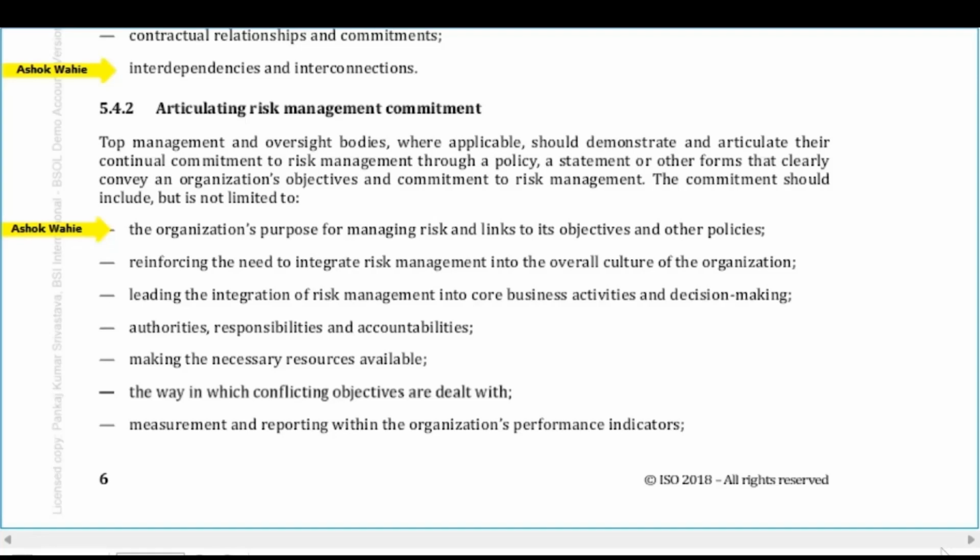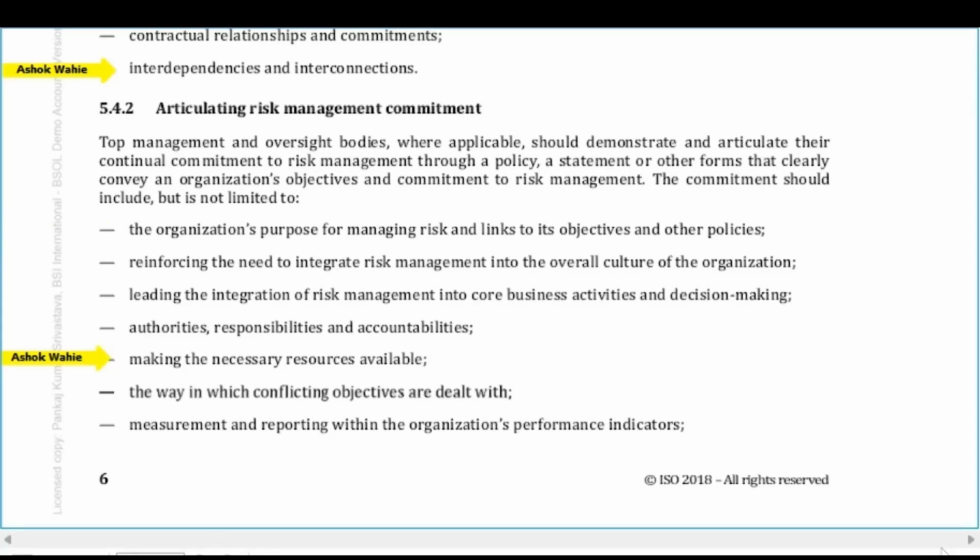Then, does your commitment include assignment of authorities, responsibilities, and accountability? So, what is the authority, accountability, and responsibility of the top management, the board of directors, steering committee, risk management committee, CHO, CISO, CRO, then the vertical heads, functional heads.